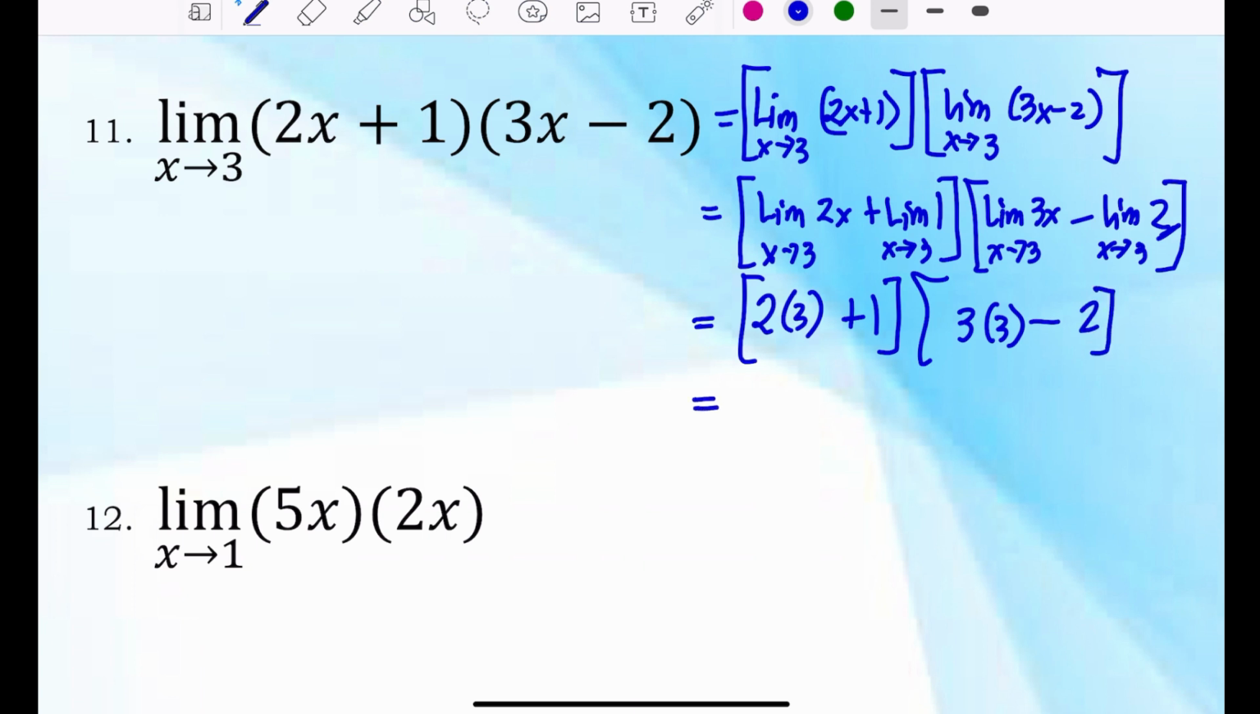Then simplify. 2 times 3 plus 1 is 7. Then 3 times 3 is 9, minus 2 is 7. So this is equivalent to 49.